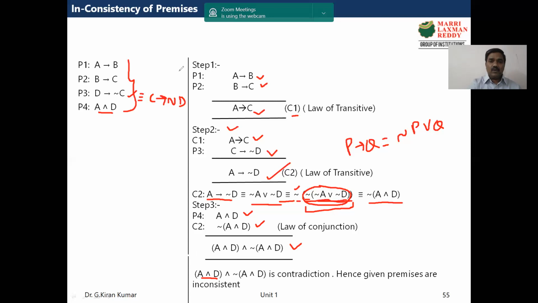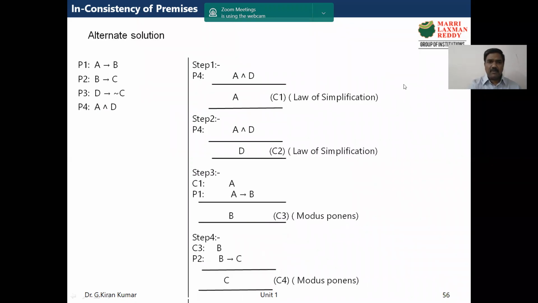I already told you there are many alternative solutions. So let me quickly show you another alternative solution. Don't think that this alone is the answer. There will be many possible answers. I'm showing an alternative answer. So I have taken all the premises as they are. We are discussing another solution. Of course, there are many possible solutions.